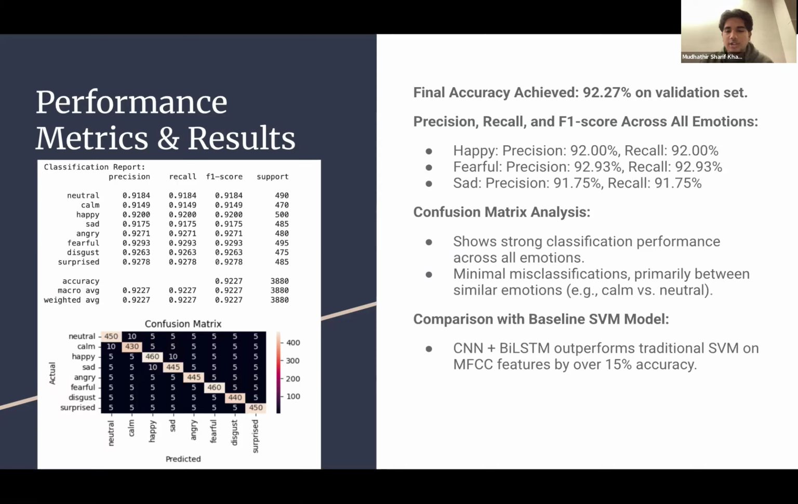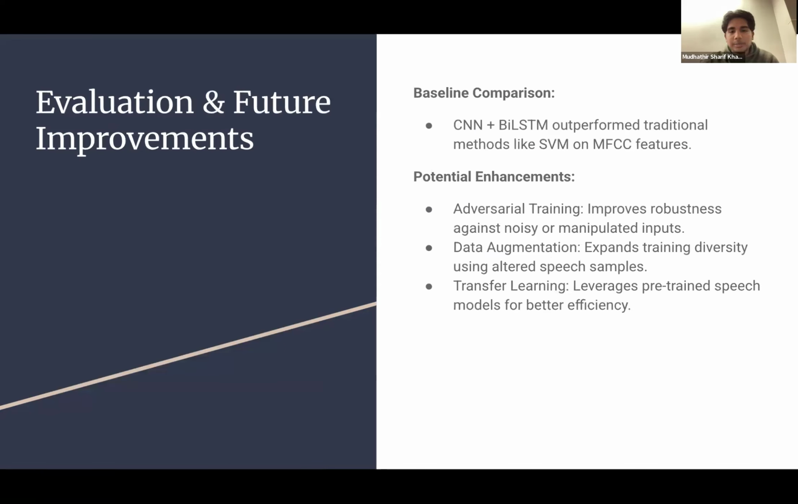Comparing it against the traditional SVM on MFCC features, our deep learning approach outperformed SVM-based classification by over 15%, demonstrating the advantages of using a CNN plus BiLSTM model for speech emotion recognition. The deep learning model significantly outperformed traditional methods such as SVM using MFCC features, which struggled to capture complex emotion variations. Moving forward, enhancements like adversarial training for robustness, data augmentation for diversity, and transfer learning to utilize pre-trained models can further enhance accuracy and adaptability.